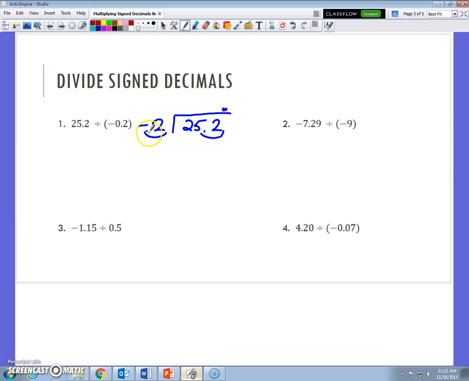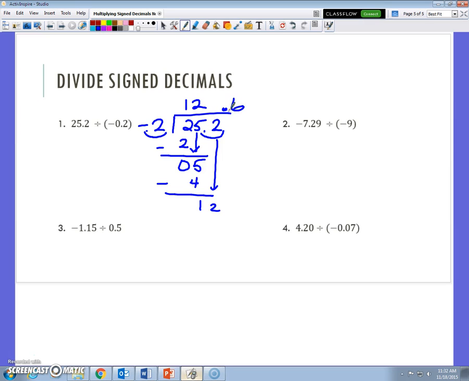And now I'm dividing. I'm thinking, how many times does 2 go into 2? It goes in once. So now I subtract. 1 times 2 is 2. 0 left, and I carry down my 5. How many times does 2 go into 5? Twice. Minus 2 times 2 is 4. 5 minus 4 is 1. And I bring down my 2. How many times does 2 go into 12? 6 times.